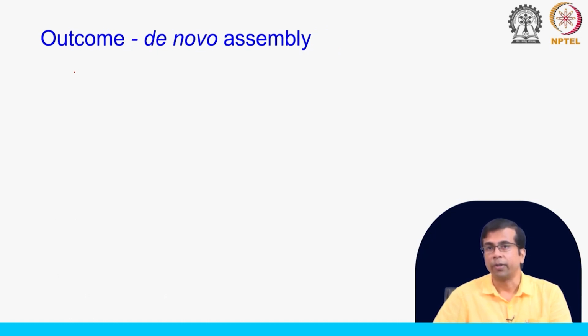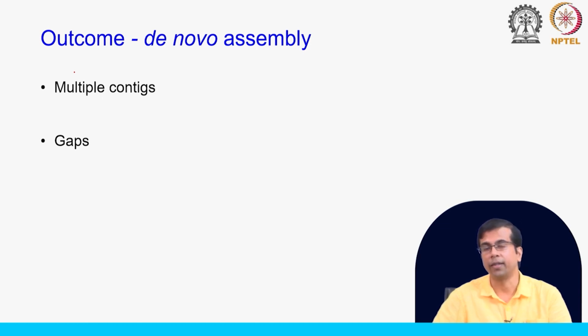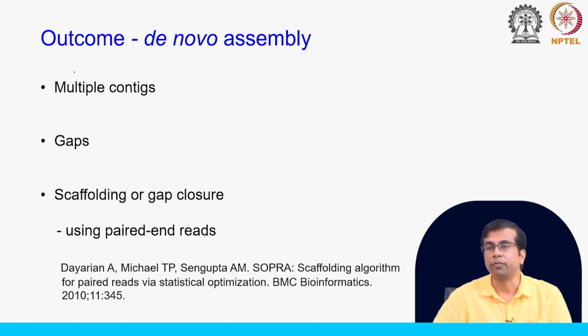So, what do we get after we have done this de novo assembly? Whether we have used the Wells approach, the DBG approach or the SCS approach, whatever the approach is, what do we get at the end? We usually get multiple contigs. As I mentioned, repeats remain in many cases, and even with DBG assembly, these repeats will persist because of the non-uniform coverage. So, we end up with multiple contigs, and there are gaps between these contigs. To cover this, we do something called scaffolding or gap closure.